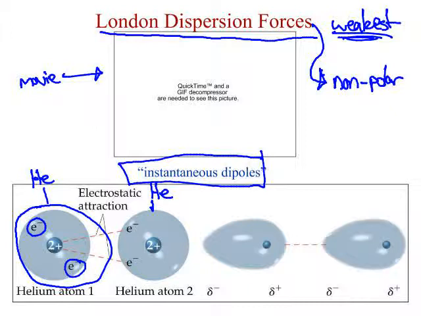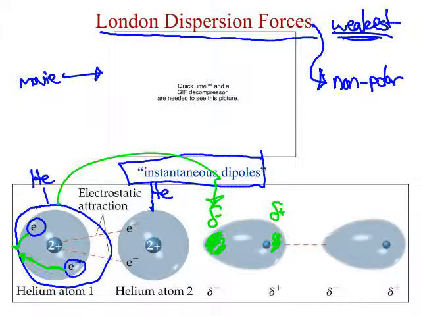Now, it could happen that both of these electrons could move over in this direction at a particular instant in time. Now, if that happens, you're going to have something like this, where the electron cloud is distorted. There's more electron density over on this side over here, and there's less electron density over here. When that happens, what that means is that for just an instant, this side of the molecule will get a partial negative charge, and this side over here is going to get a partial positive charge.